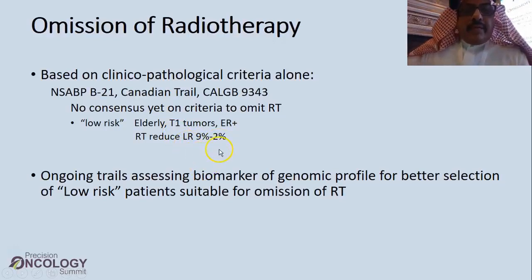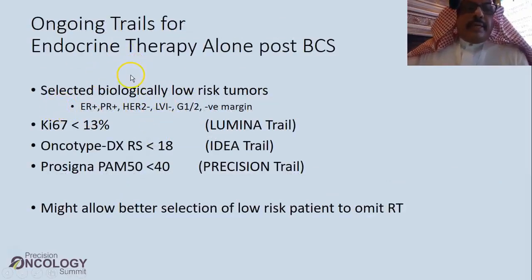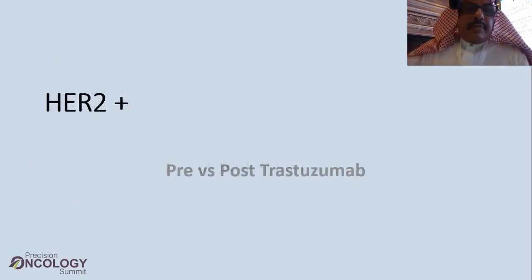Can we use a better selection based on genomic profile to identify the really low-risk patient? There are ongoing studies now, stage 3 prospective trials. They took this very favorable group of patients: hormone positive, HER2 negative, no lymphovascular invasion, low grade, negative margin. On top of that, they had another selection criterion: either Ki67 less than 13%, the Oncotype DX less than 18 in this trial, and this trial used the PAM50 less than 40. They did not publish the results yet, but maybe by using this genomic profile, we will be able to better select the really low-risk patients where we can omit the radiation therapy, who have a very low risk of recurrence even without giving them radiation.